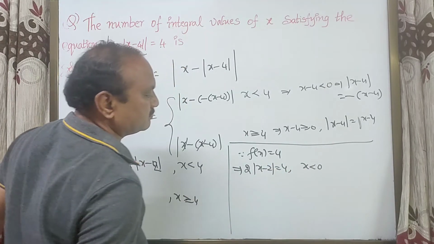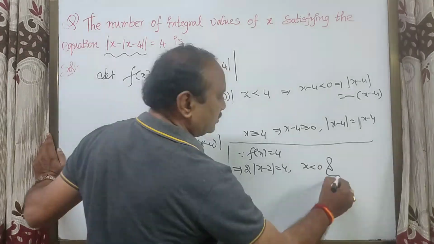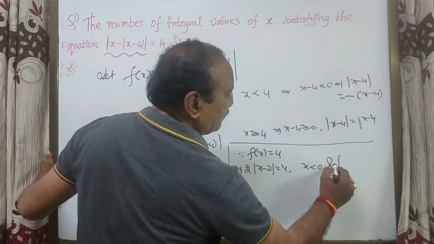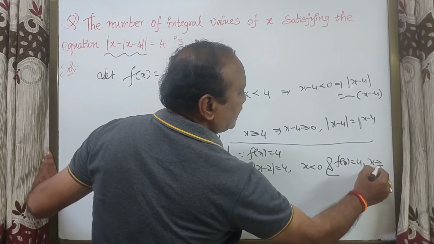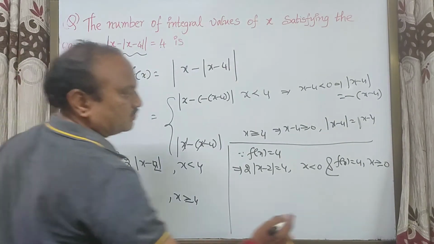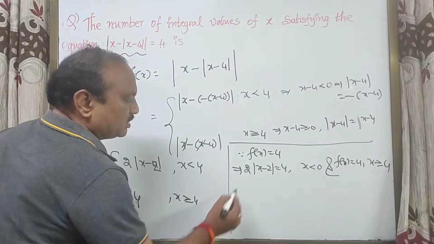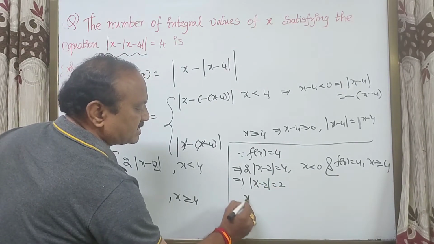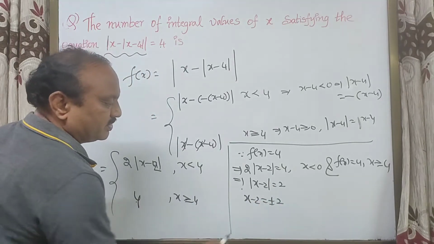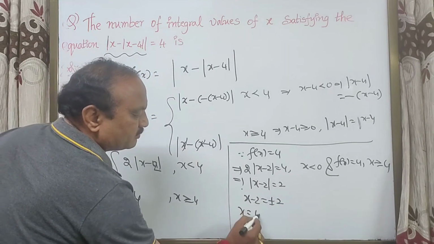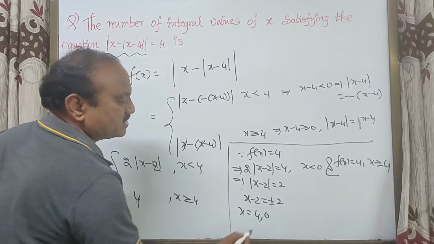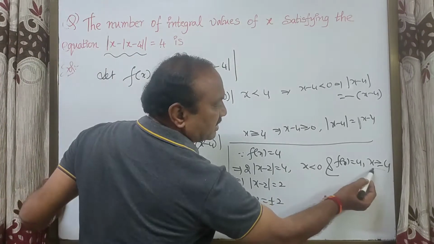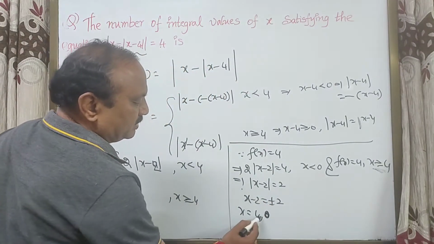Since f of x equal to 4 implies 2 into mod of x minus 2 equal to 4 in case of x less than 4, and f of x equal to 4 exactly when x is greater than or equal to 4. 2 getting cancelled, mod of x minus 2 equal to 2. X minus 2 becomes plus or minus 2. When you take plus, it becomes 4. When you take minus, it becomes 0. So now x equal to 4 is in here also. So we take only the 0 case here.